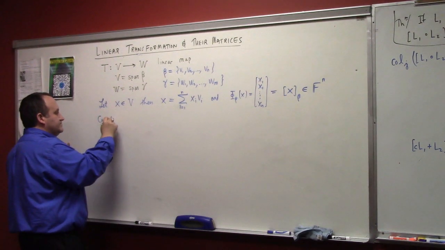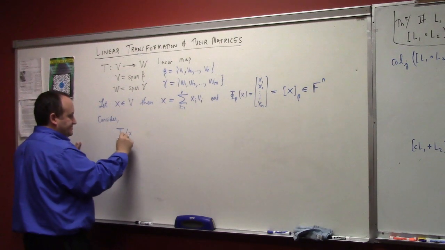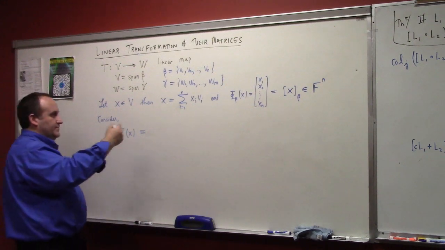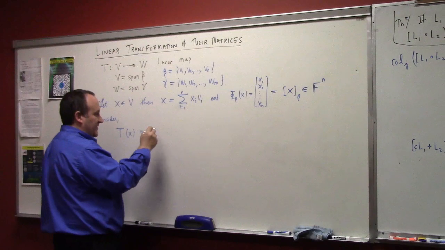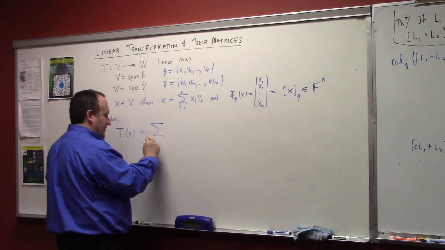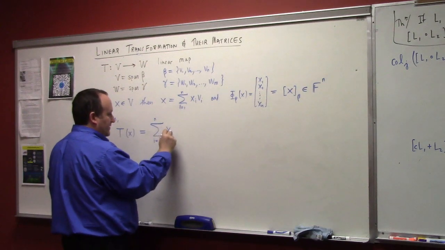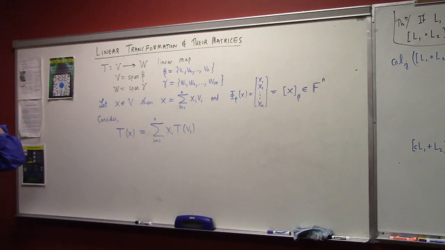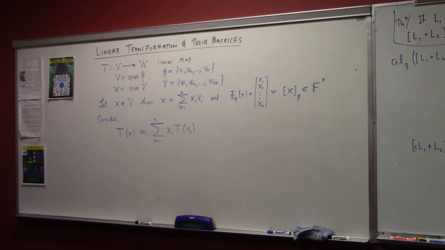Okay, now consider T of x. It is equal to what? Well, T is an abstract linear transformation, right? So we can write that as, and I'm going to pull the sum out just to start with, if you don't mind. I hope I won't lose you doing this. The sum i equals 1 to n of x_i T of v_i, right? So I use the linearity of T to pull the summation out, pull the scalar multiples out. Now, I'm going to use the fact that gamma is a spanning set.